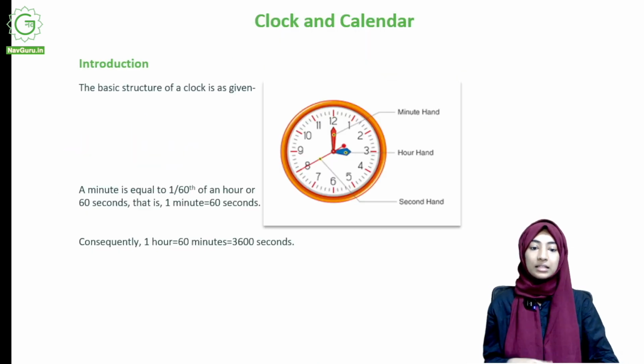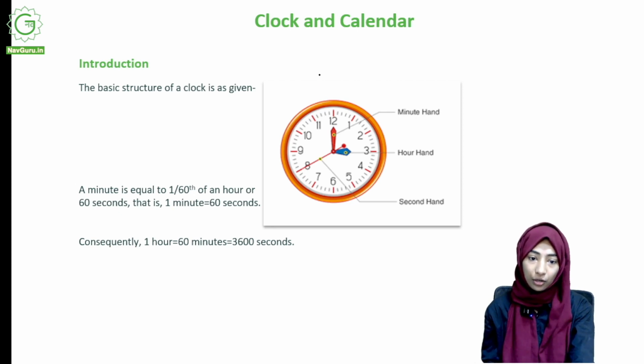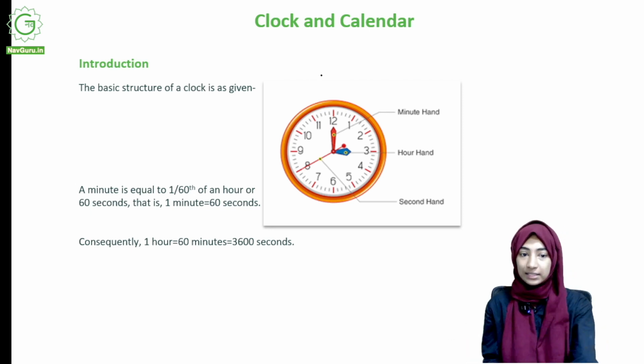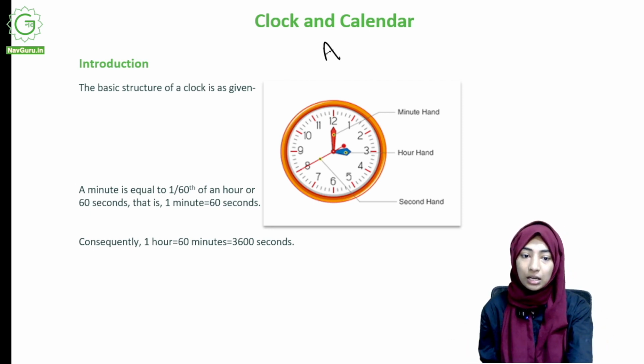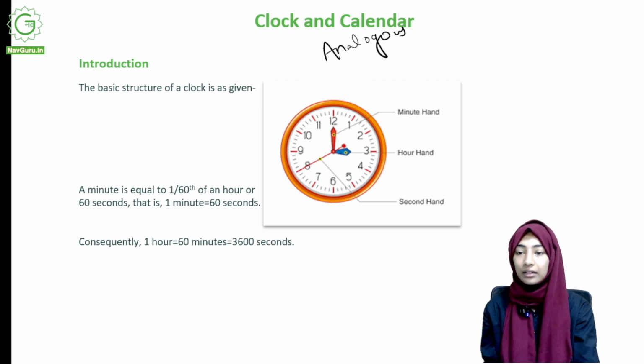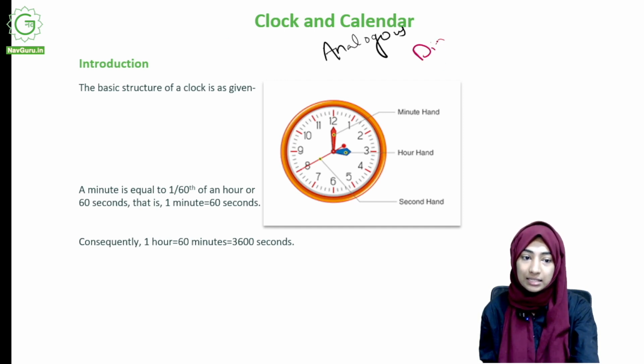So this is the basic structure of an analog clock. There are broadly two kinds of clocks. One is analog, and the second is digital, right? I'll switch to a better color. Black is very pale, right? Not exactly pale, but I would say monotonous. Let's switch to purple.